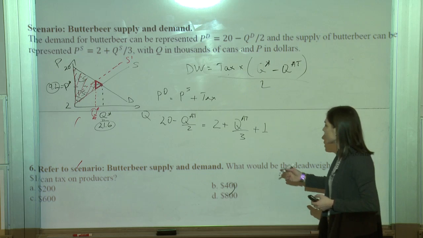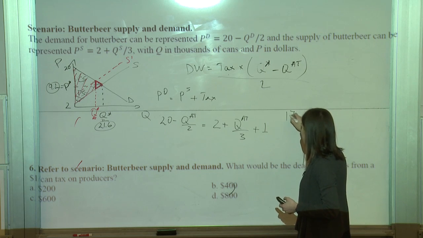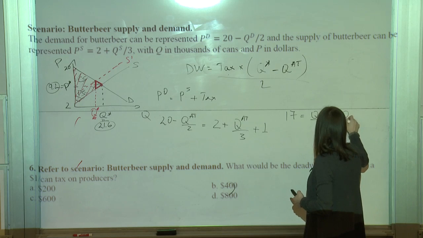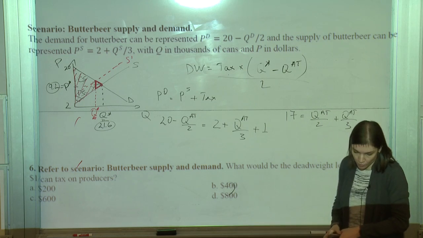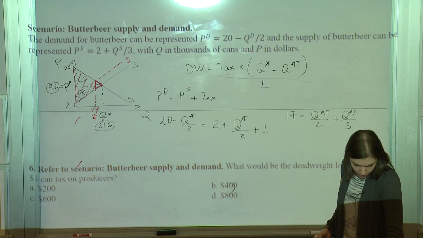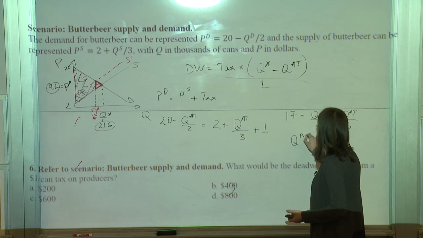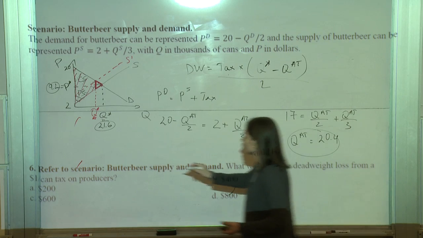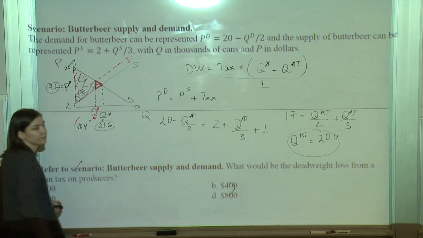Okay, so now I'm solving for that. What do I get? 20 minus 3 is 17, equals the after-tax quantity over 2, plus the after-tax quantity over 3. Again, multiply by 6 both sides. After-tax quantity is 20.4. Right? So now this is going to be 20.4.